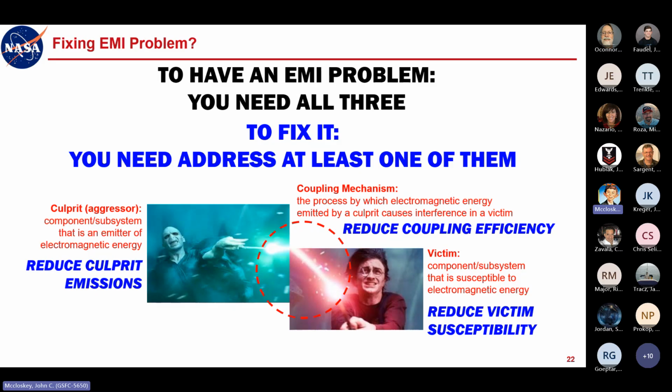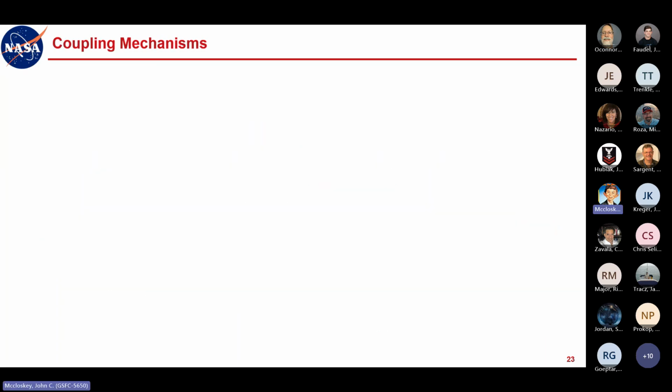And with the stuff that we're going to be talking about, there are some gray areas: are you really reducing emissions, or are you reducing coupling efficiency? But we'll get into that presently. That's the main point of the talk. So let's talk about some coupling mechanisms. We need to understand what these coupling mechanisms are to mitigate them.